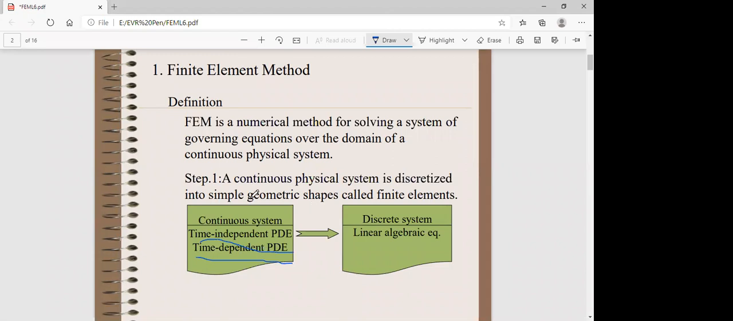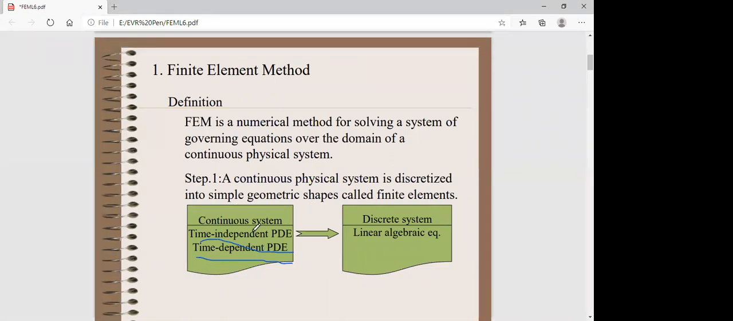So in the finite element method, what we do is this continuous system is converted into a discrete system. What is a discrete system? It means this partial differential equation, which is a continuous mathematical expression, is converted into linear algebraic equations. That is the meaning of a discrete system.